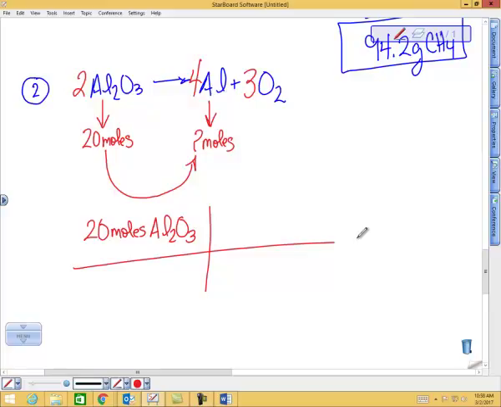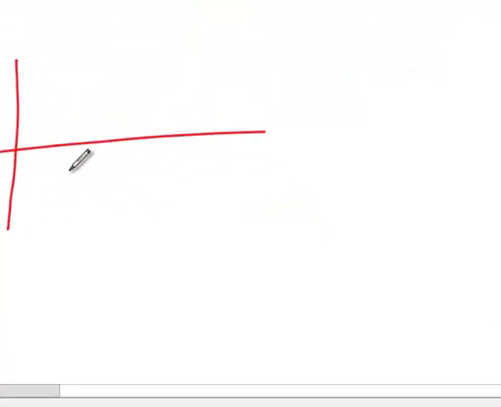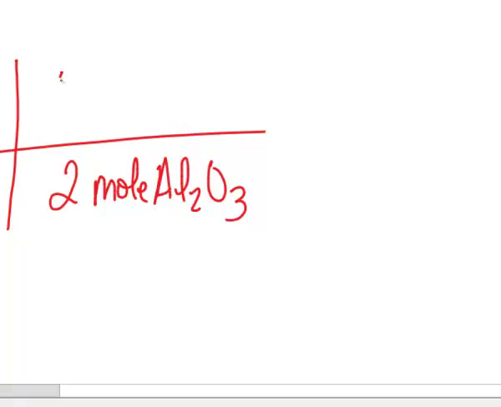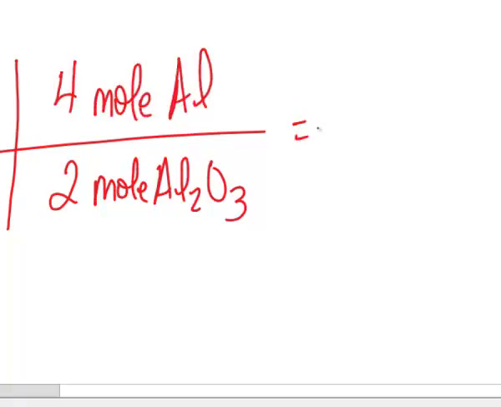To answer that question, just look at what needs to be crossed off. You have to cross off Al2O3. So what am I going to stick down here first? Al2O3, that's right, 2 of them, because the coefficient is 2 in front of that. So 2 mole Al2O3 is going to 4 mole of your aluminum.